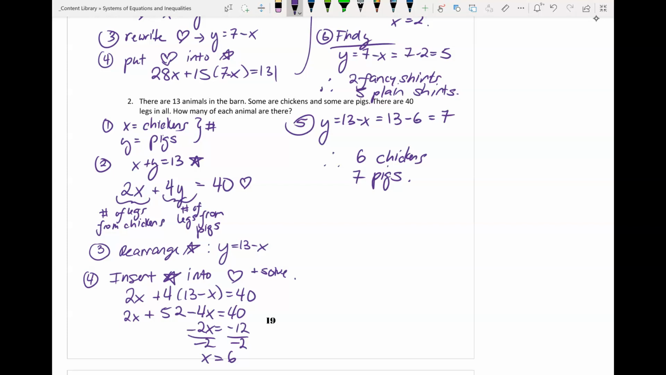For the next 2 questions, I want you to try them on your own. So question 3 is very similar to question 2. And question 4, it's a little bit different, but it's basically the same sort of thing. You follow the same sort of steps. So try 3 and 4, and then when you're ready, press play to see the solution.